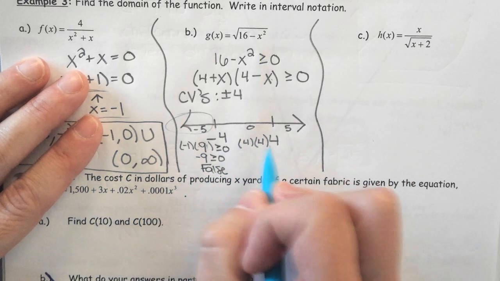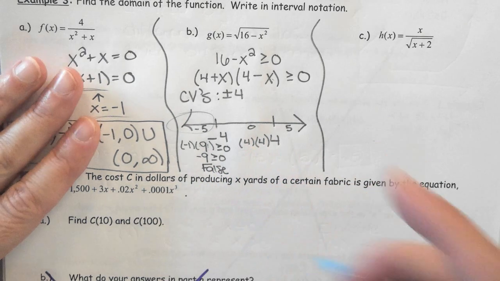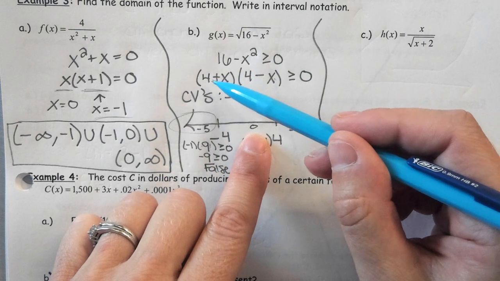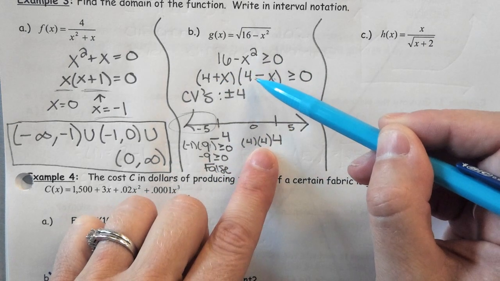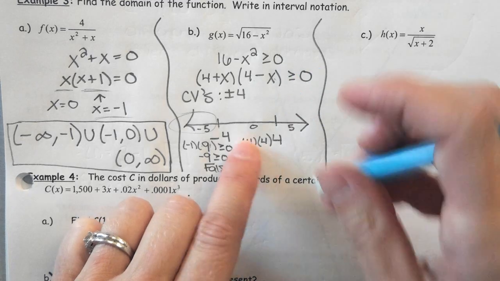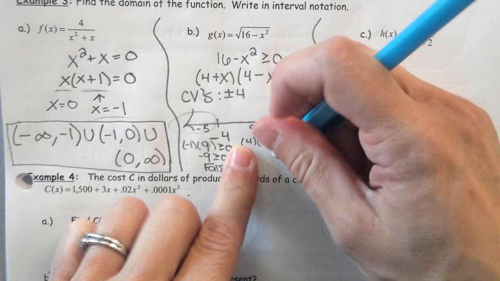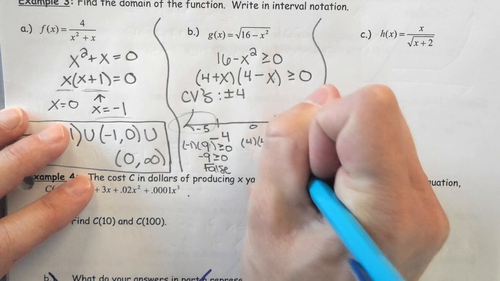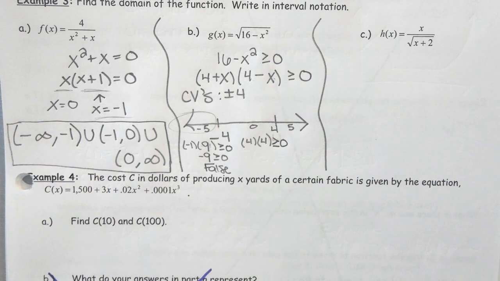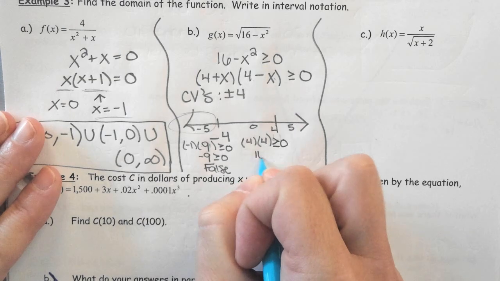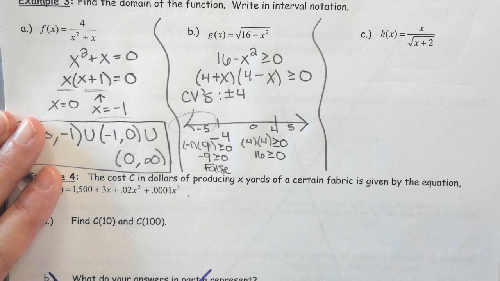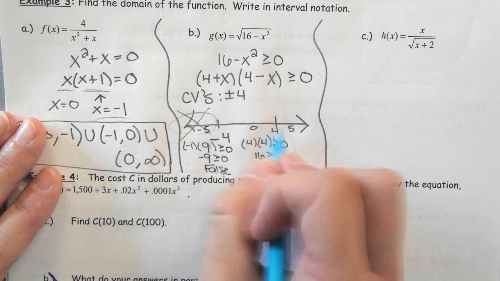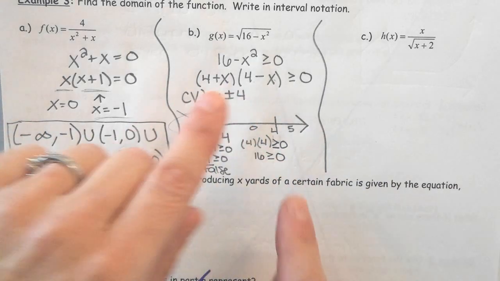Okay, now we're here. We've got, if I'm plugging in 0, I've got 4 times 4. And then the question is, is that going to be greater than or equal to 0? Is 4 times 4 bigger than or equal to 0? It is, right? So this was a no after further investigation. This is a yes. Let's plug in 5.